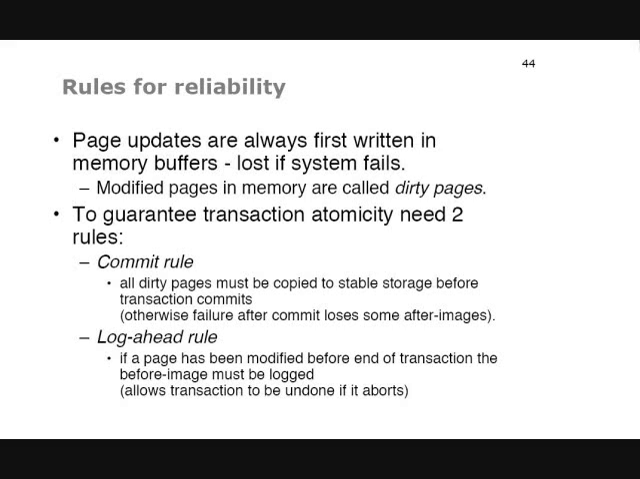To guarantee transaction atomicity, we need two rules. The first one is the commit rule, which says that all dirty pages must be copied to stable storage before the transaction commits. So if the transaction has made some changes, and those changes are in the buffers, before we commit, we must guarantee that the changes are written to secondary storage. Then we can commit.